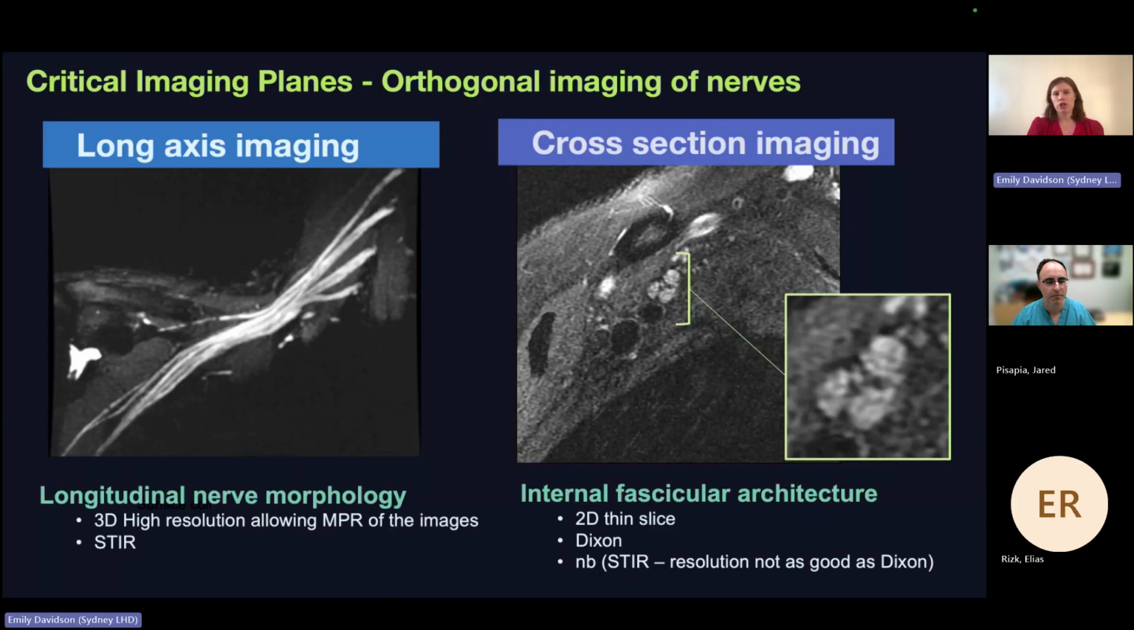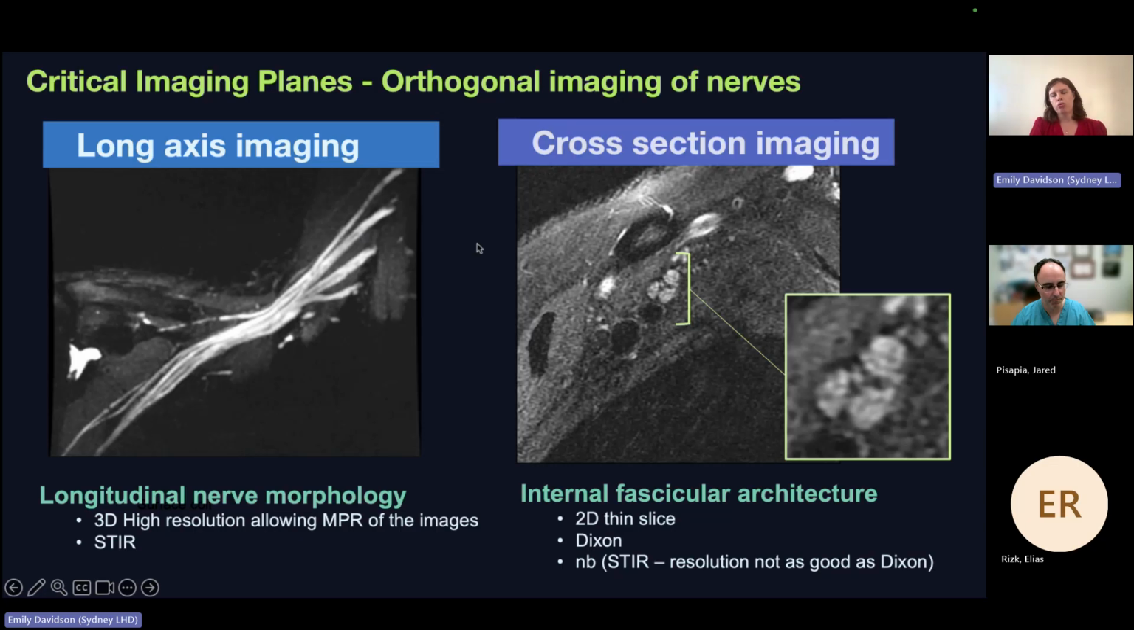Now, the critical imaging planes here are to obtain orthogonal imaging of the nerves, and this gives us the ability to assess nerve pathology. We want long axis imaging. So in this case, this is a 3D sequence, and it means that we can reconstruct along the length of the nerve, and we can look for areas of longitudinal discontinuity. In this case, there were some constrictions here in the suprascapular nerve, and this is a case of Parsonage-Turner, but equally we could look at it to see if there's any trauma, and we're looking for focal gaps in the nerve or thickening in the nerve. So this really gives us a longitudinal assessment.